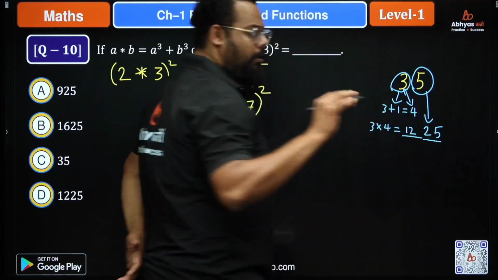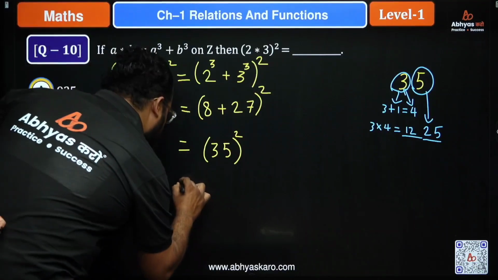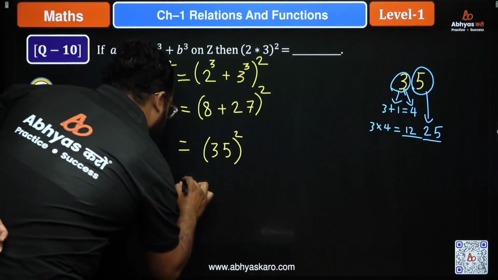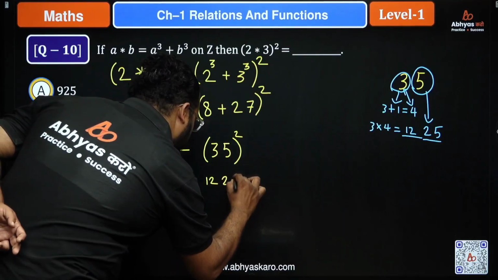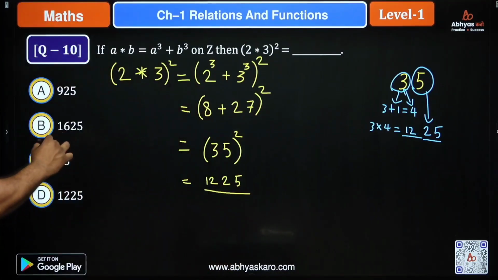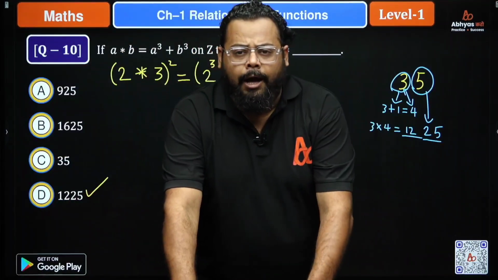See, this is just a calculation technique. You can calculate in your own way as well. Your answer is going to be the square of 35, which comes down to 1225. That is our option D. I hope you understood this one.